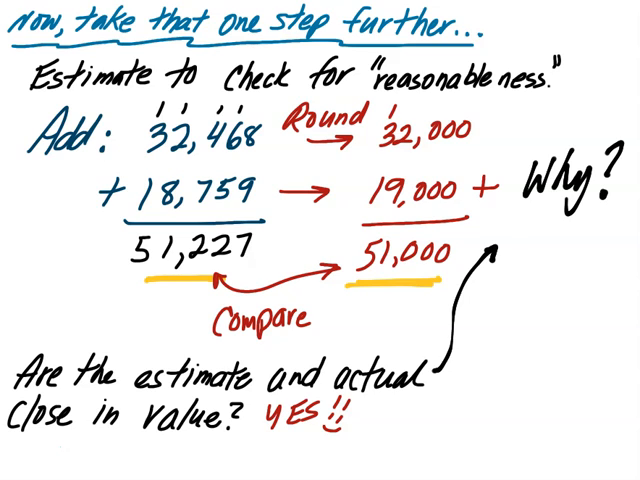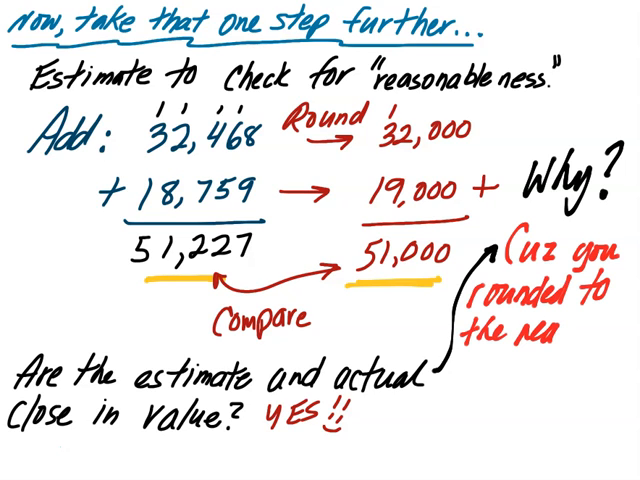Why? Well, my theory is because you rounded to the nearest thousand, but it actually goes deeper than that. In both cases, in 18,759, you are already almost to 19,000. And then on the other number, you rounded down by a similar value. That's really the only reason it came in as close as it did. If you had rounded them both up, then your difference between the estimate and the actual would be greater.